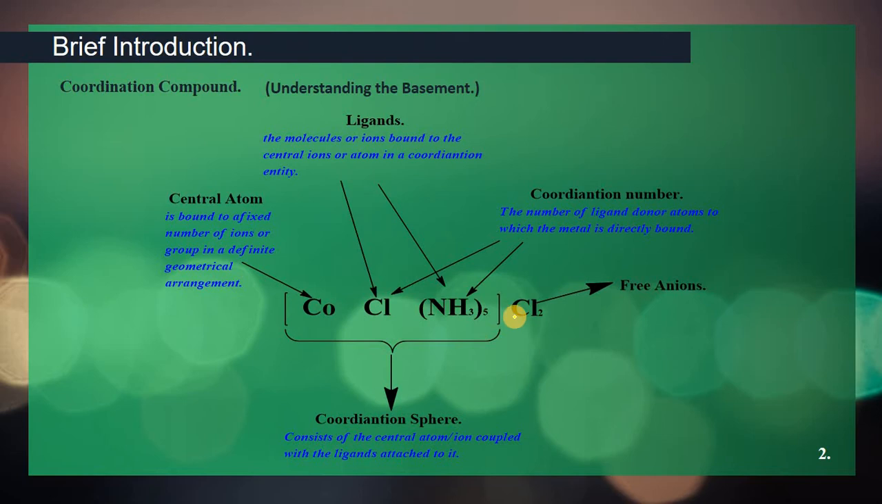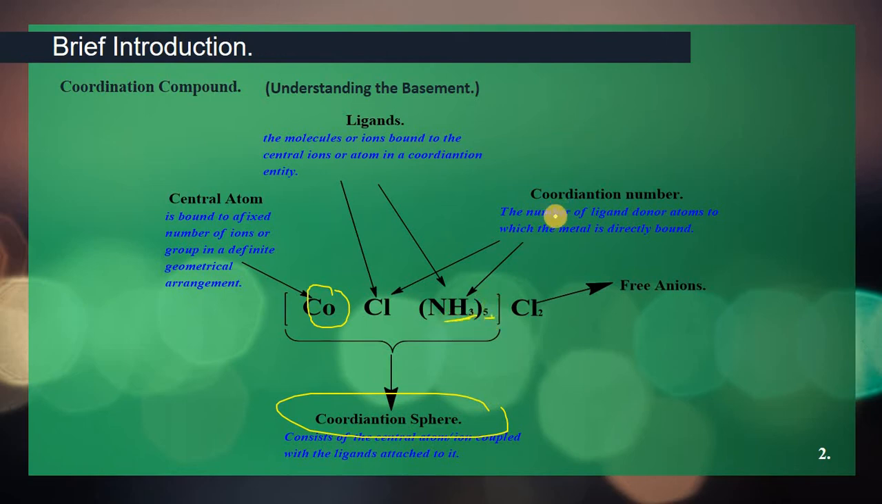Now this pictorial illustration explains the coordination sphere. Whenever we hear coordination sphere, we should know that it consists of a central atom or ion coupled with ligands attached to it. Ligands are molecules or ions bonded to the central atom or ion in a coordination entity. This is the central atom, which is Co, bound together by chlorine and NH3, which is ammonia. So this is the coordination number.